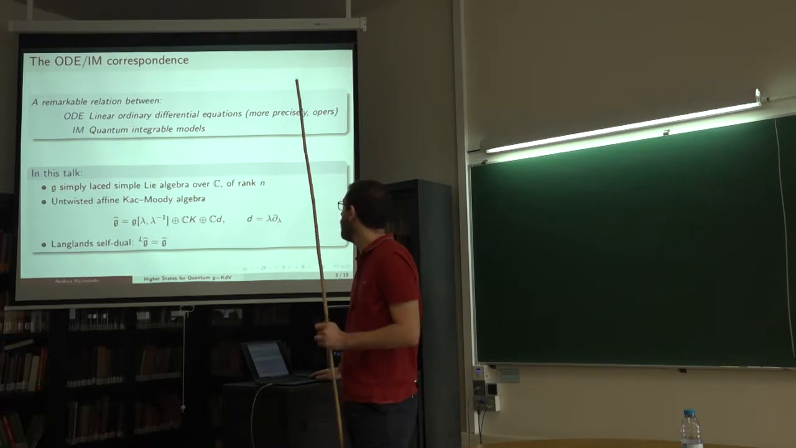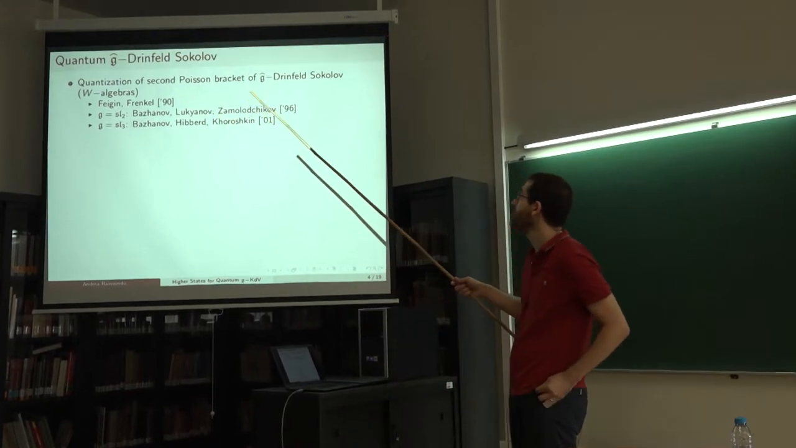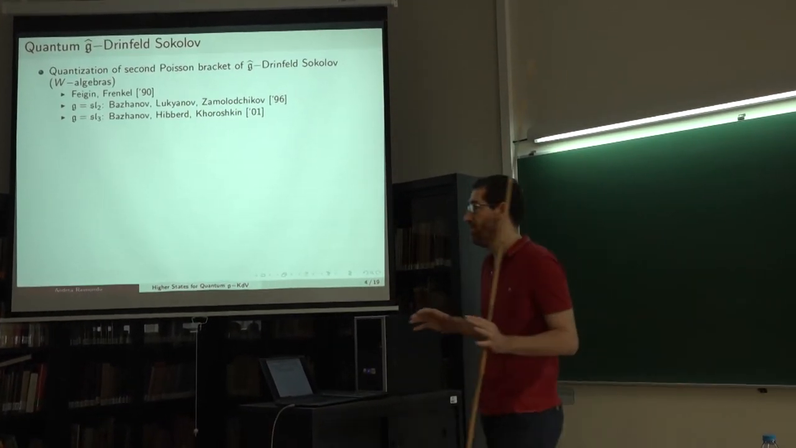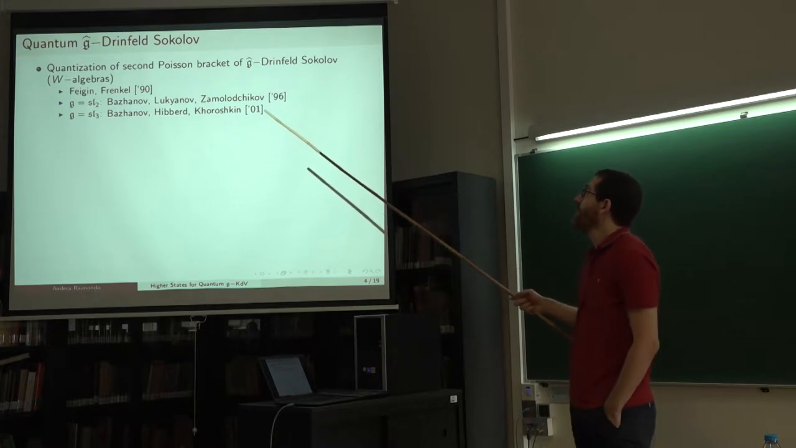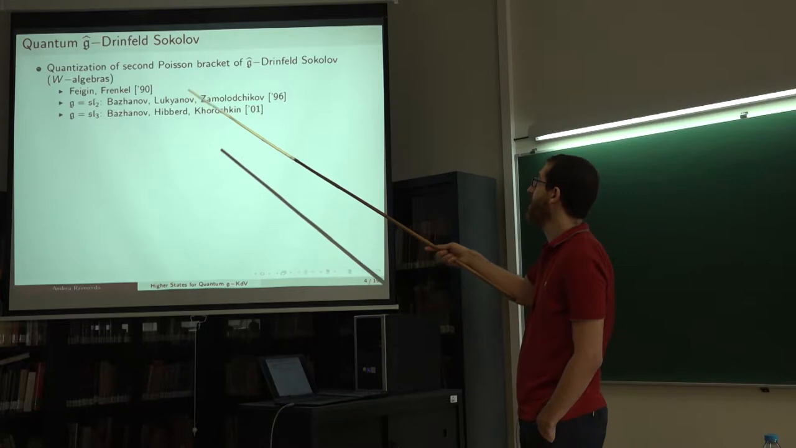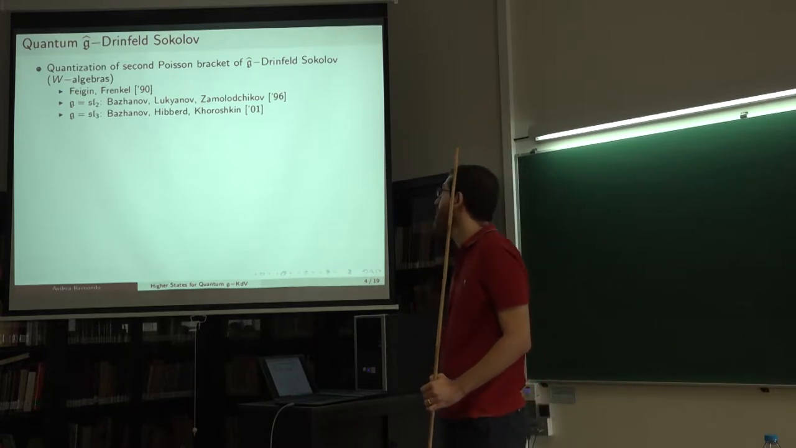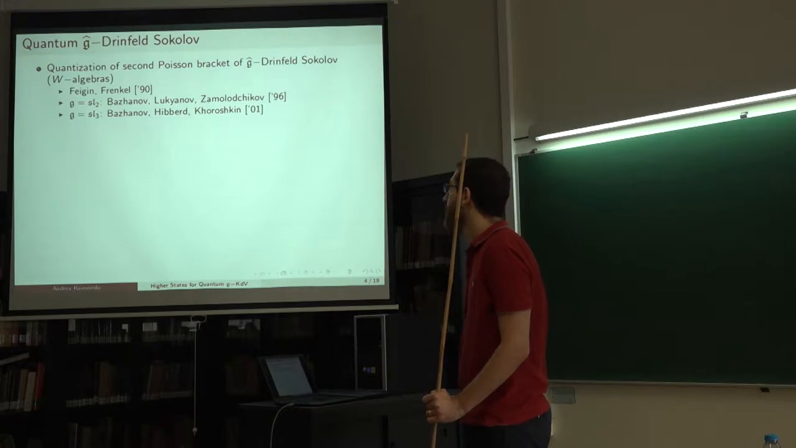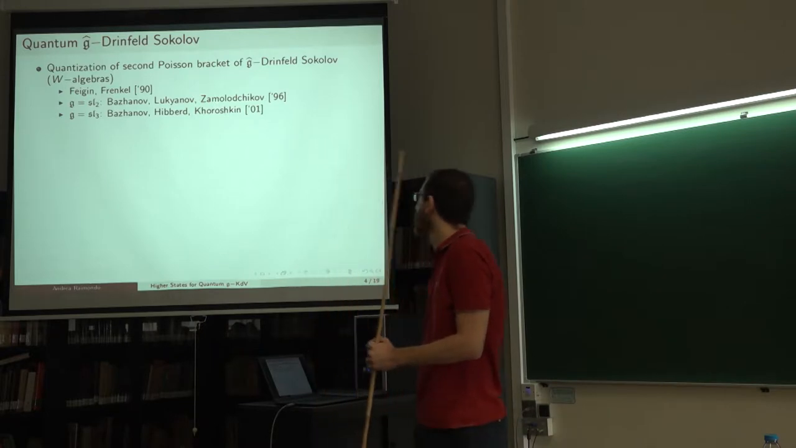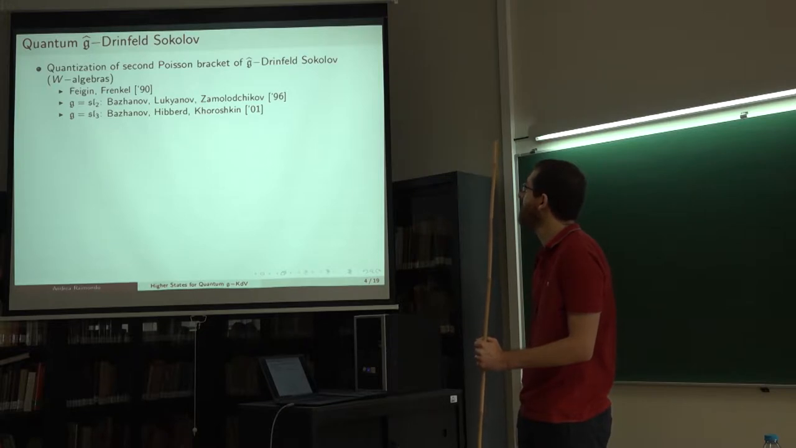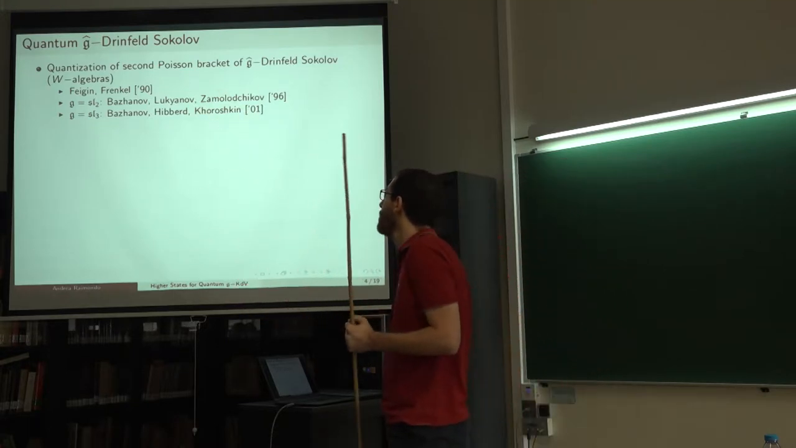First, a few words about the integrable models side, so quantum g-Drinfeld-Sokolov. I will be sketchy on this because I will work more on the ODE side. So I will just need a couple of things. What is quantum g-KdV? Essentially, the quantization of the second Poisson bracket of the Drinfeld-Sokolov, and these are also known as the W algebras. There was some work by Feigin and Frenkel in the 90s, proving the existence of a quantization for Drinfeld-Sokolov, and that this quantization was precisely the Zamolodchikov W algebras.